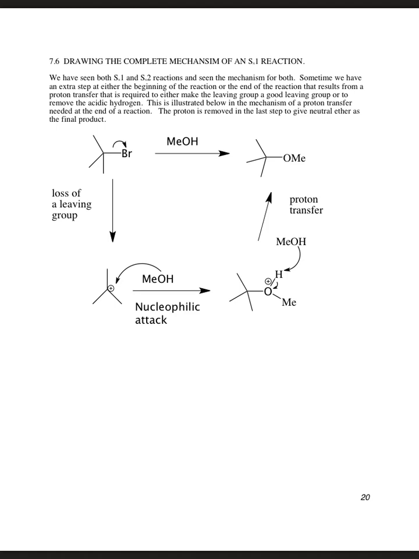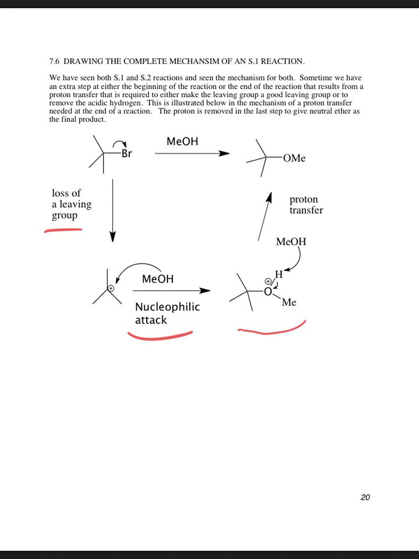So drawing a complete mechanism, we have to think about what we have and what can go on. There are only a couple of steps to any reaction in organic that has an ionic, cations and anions, nucleophiles and electrophile type mechanism. So we have a good leaving group. The leaving group leaves, forming the cation, loss of a leaving group. The nucleophile attacks, nucleophilic attack. Then, once we have the protonated ether, it's a proton transfer where methanol comes in, grabs the extra hydrogen, and we get the methyl t-butyl ether.